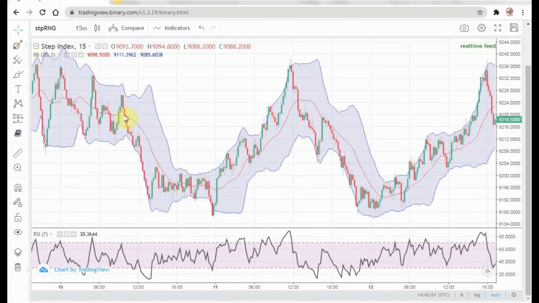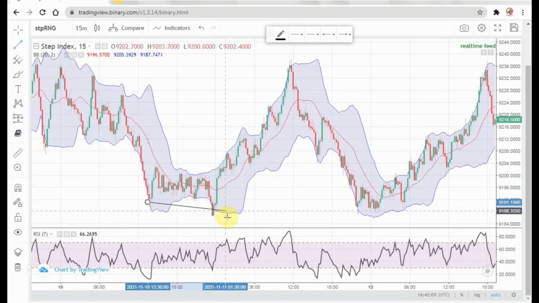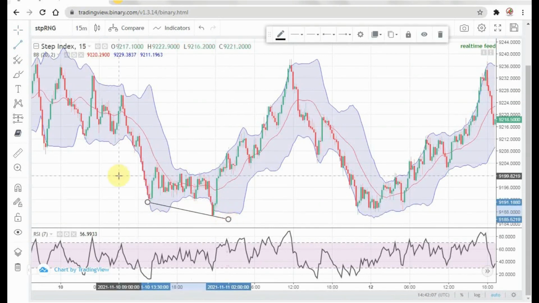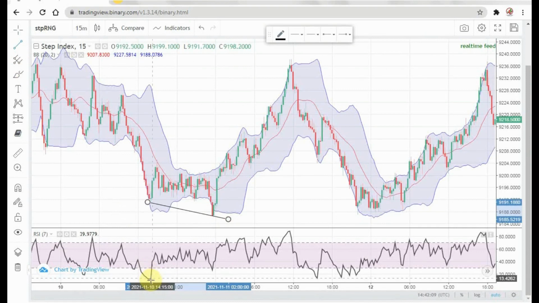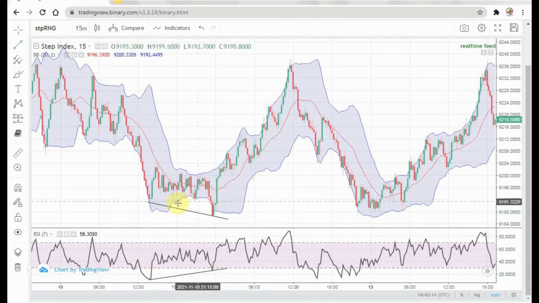You can see that if I connect this eye with this and connect this eye, sorry, these two lows, when I connected the lows, you can see that from our main chart and our indicator, it is moving in an opposite direction.